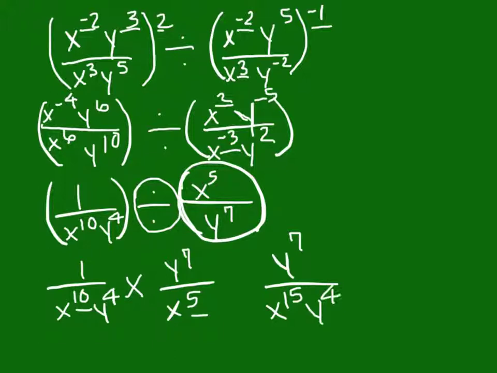It's still not simplified completely because we have y's on top and y's on the bottom. There are 3 more y's on top than there are on the bottom, so they stay on top. And there are only x's on the bottom, so your answer would be y cubed over x to the 15th.